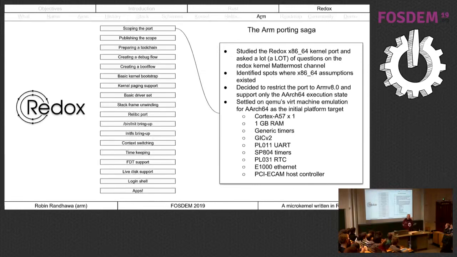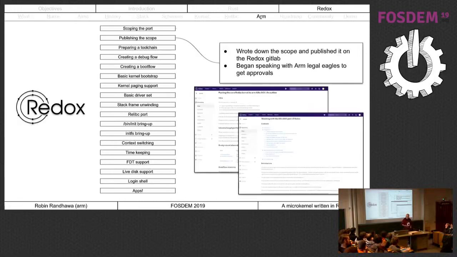Now, I don't know how I'm going to do this super quick, so I'll try. This is basically a list of everything I did to get the port to happen, right? So I identified what I was after in terms of which particular architecture number and execution state to target. I wanted to keep things simple. I chose QEMU's virtual machine emulation for AArch64 as the platform target. That's the configuration. I wrote down a scope and put it on the Redox GitLab, and waited for people to tell me something. No one did, so I just went ahead anyways.